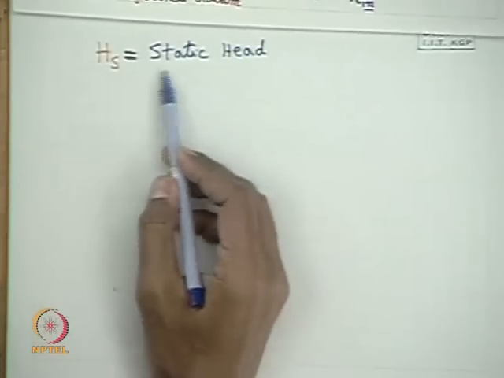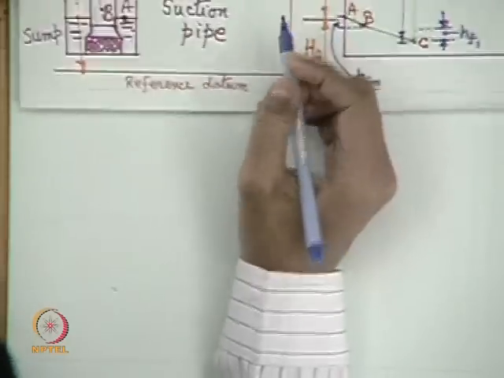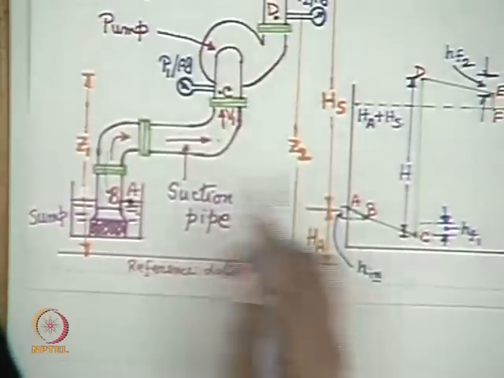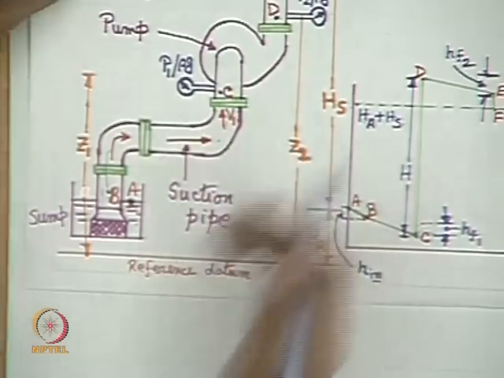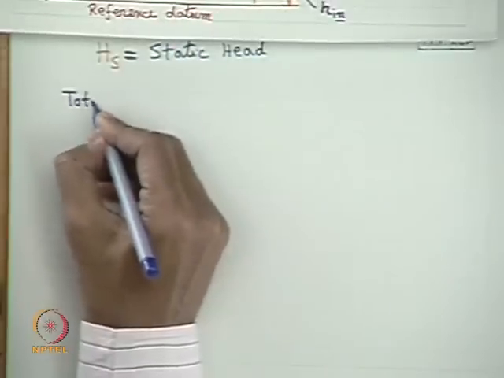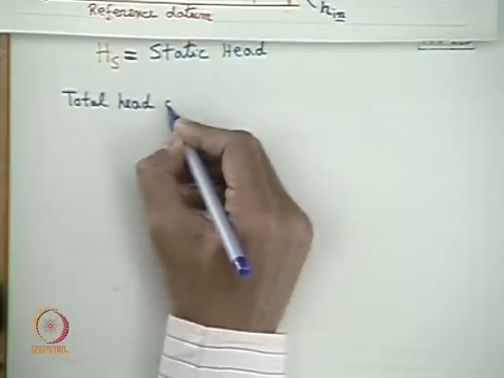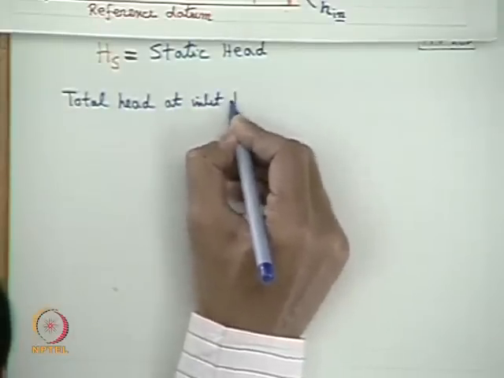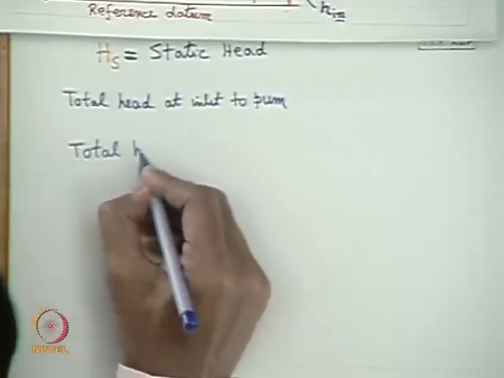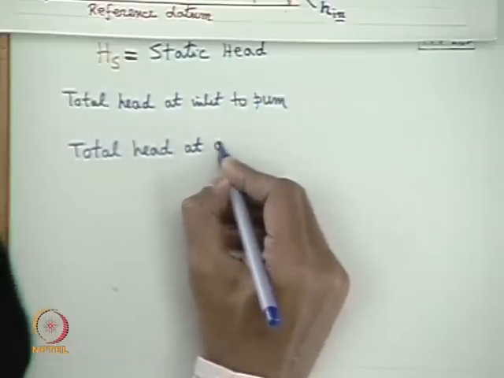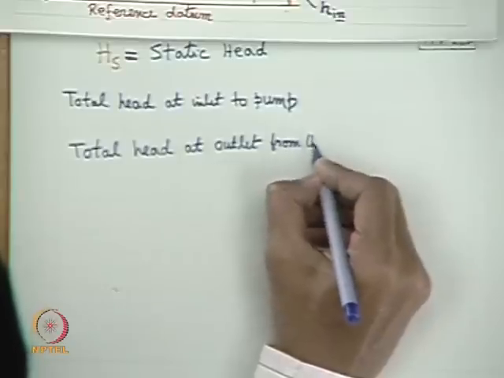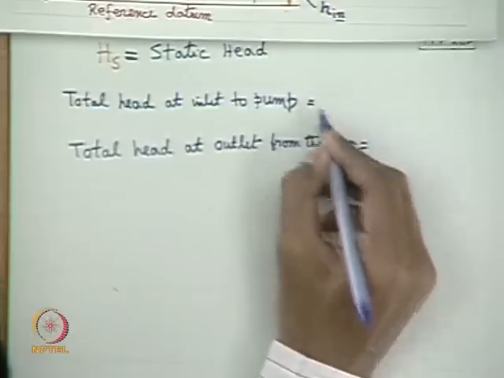Then I tell you certain terminologies. You know that HS is the static head. Now we will write the Bernoulli's equation between the point A and the point C, just see first here. Okay, before that, let me explain a few other terminologies. Total head, this is most important, after that we will write the Bernoulli's equation. Total head at inlet to the pump, and total head at outlet from the pump. What is the total head at inlet to the pump?